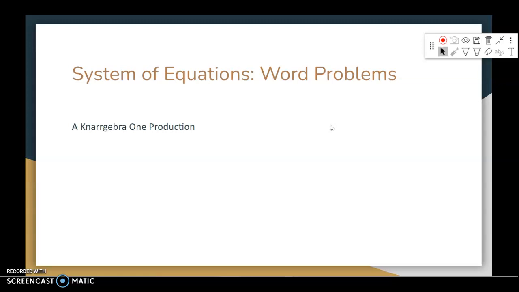Today, we're going to talk about systems of equations with word problems. Okay, so we've already talked about a couple of these. Let's keep it going, and we'll review it in case you're still having trouble.